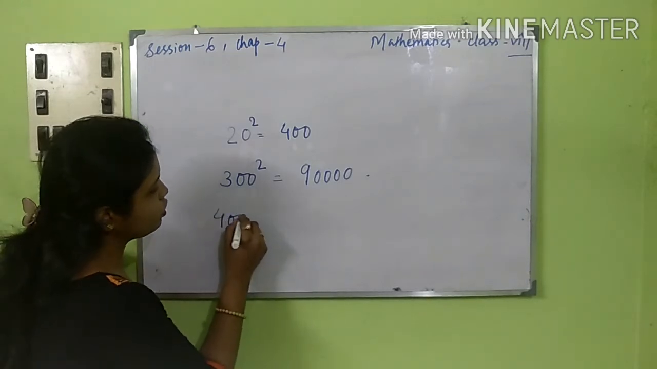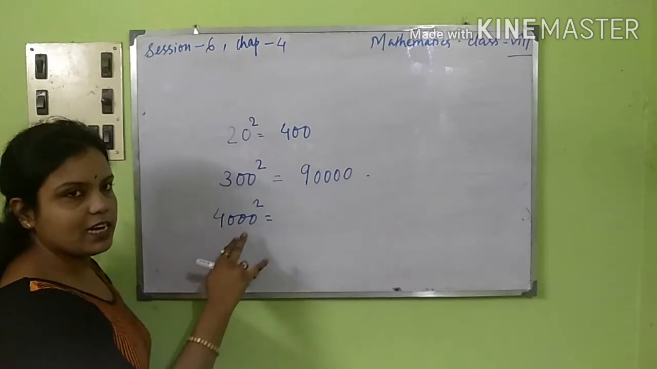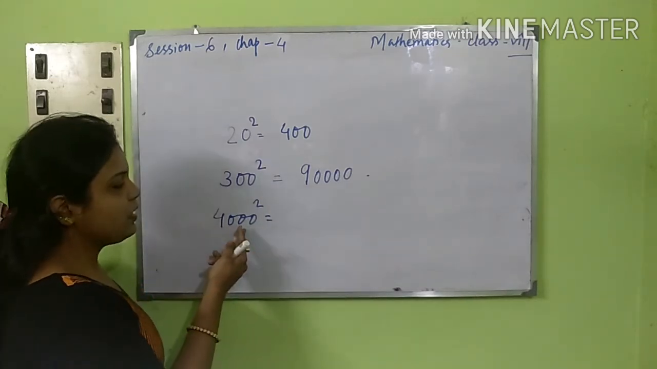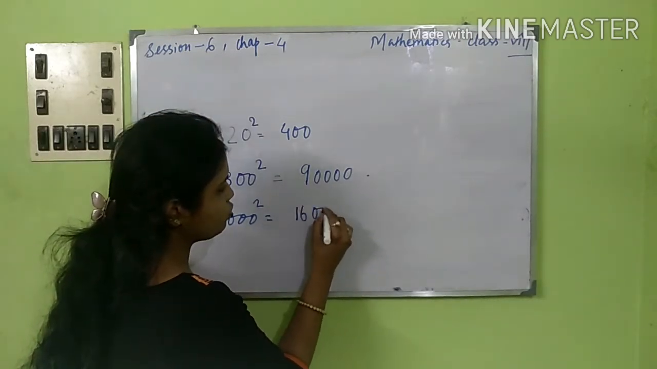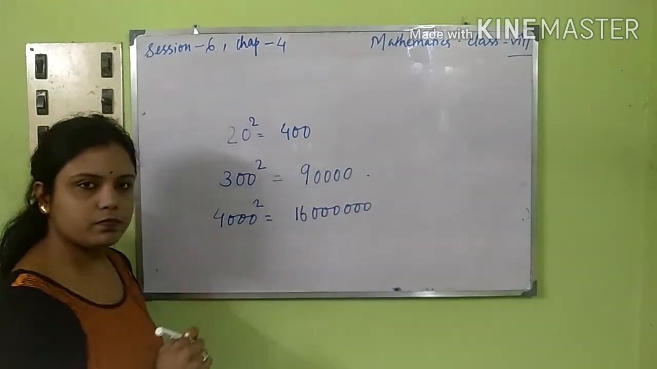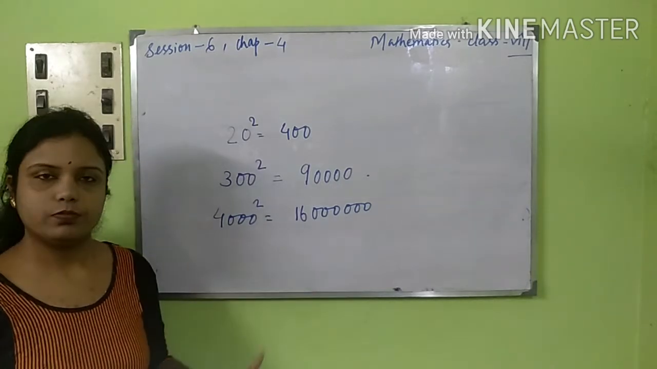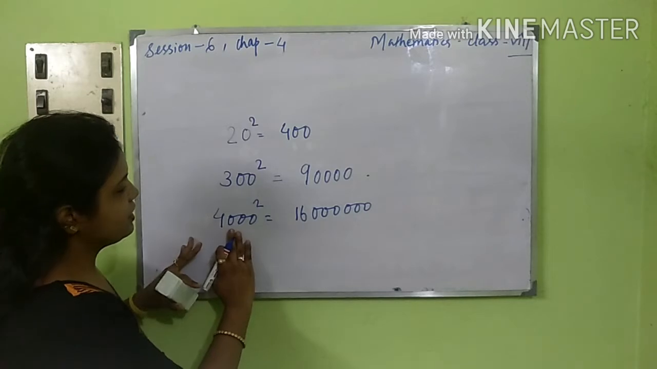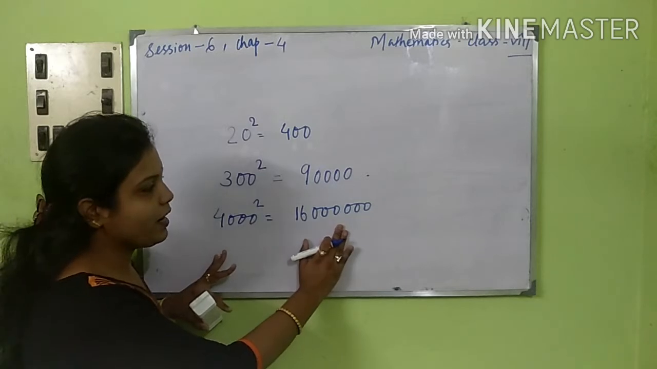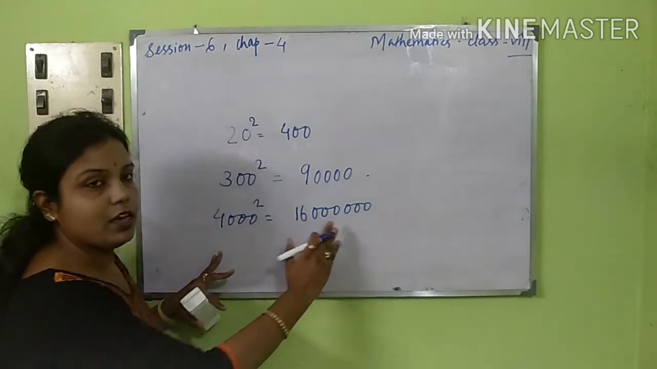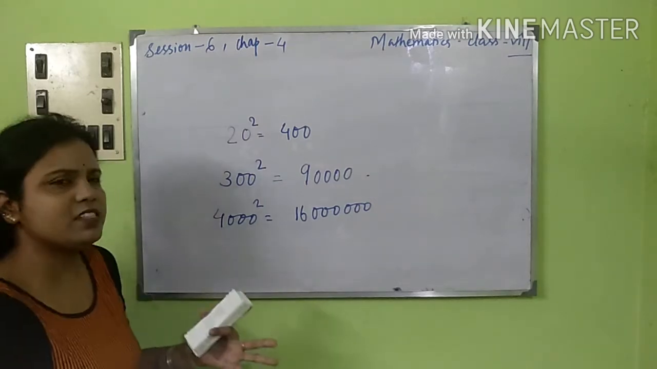Again, take for example 4000. So for 4000 square, there are 3 zeros here. That means it gets multiplied by 2, so 3 into 2, that means 6 zeros will be there. That means it is 16 followed by 1, 2, 3, 4, 5, 6 zeros. So whenever we have zeros in the units place, in the answer of the square, the zeros get multiplied by 2. That is, it becomes twice. Okay, I should not say doubled.